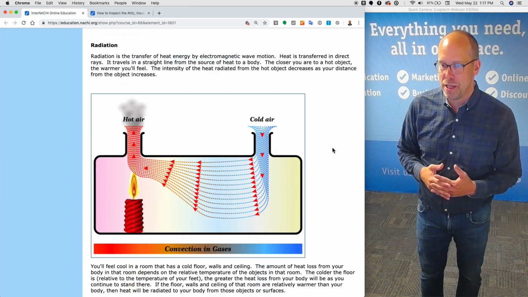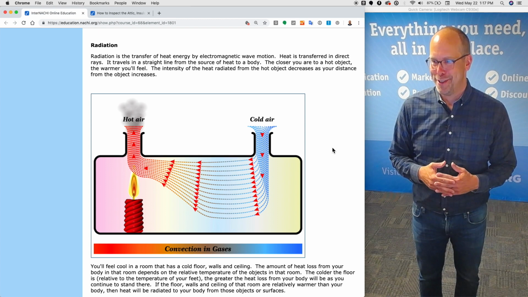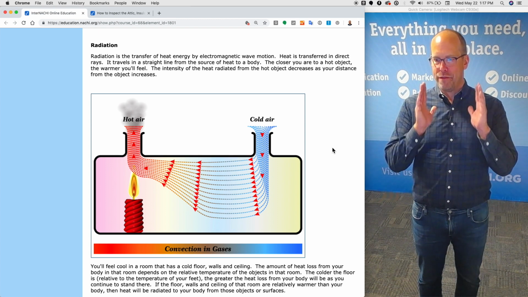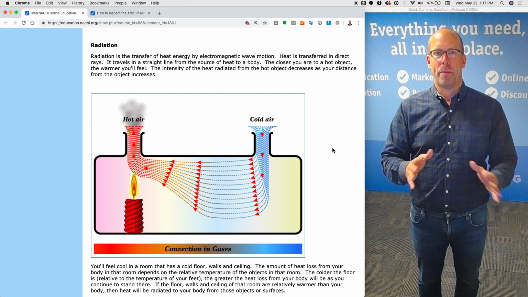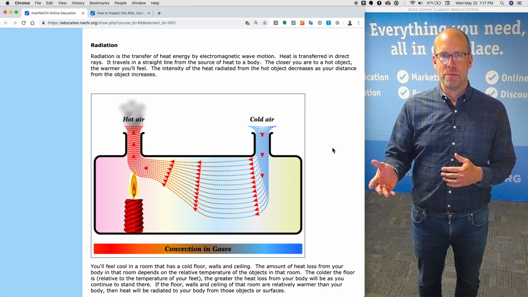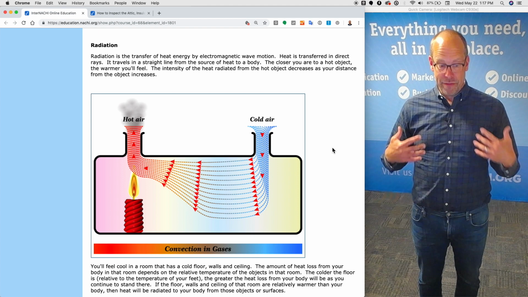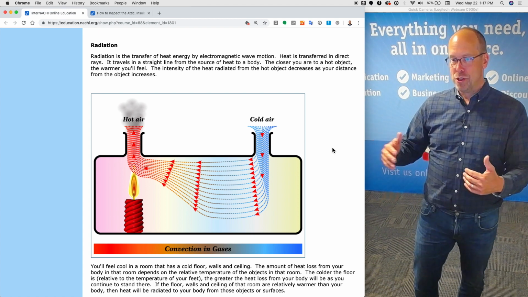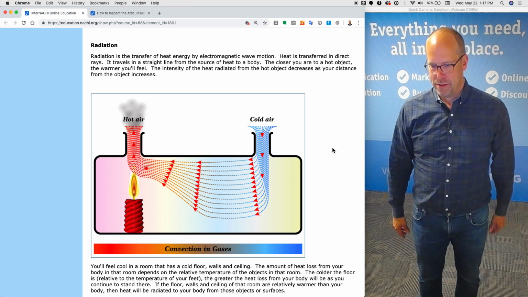Radiation is the transfer of heat energy by electromagnetic wave motion. Heat is transferred in direct rays, in a straight line. It travels in a straight line from the source of the heat to a body. The closer you are to the object, the warmer you feel. The intensity of the heat radiated from the hot object decreases as your distance from the object increases.